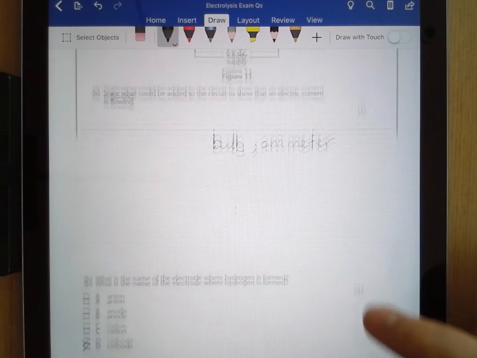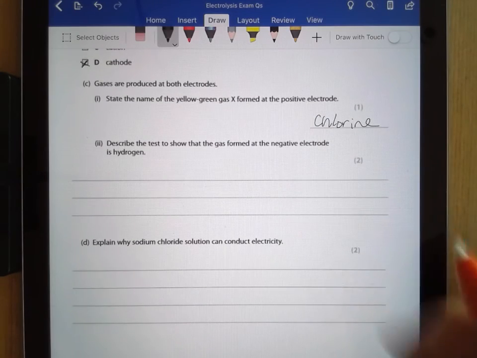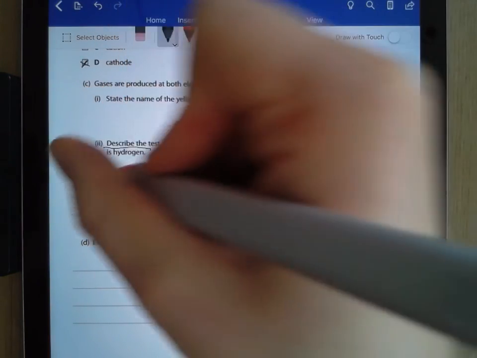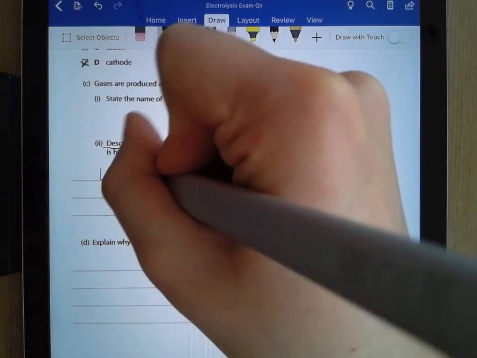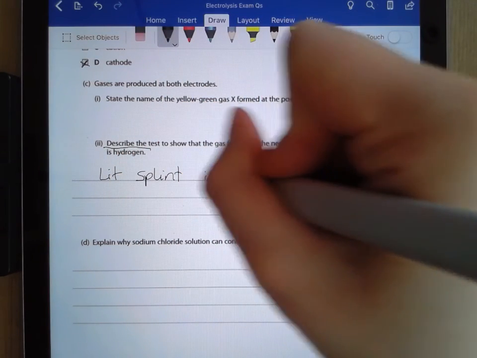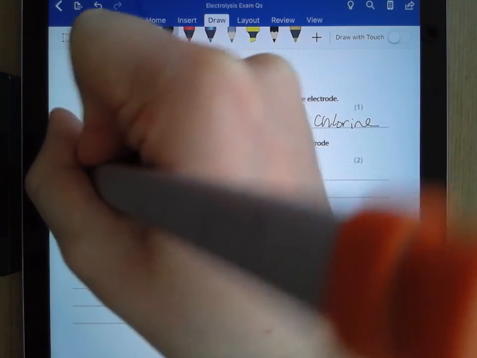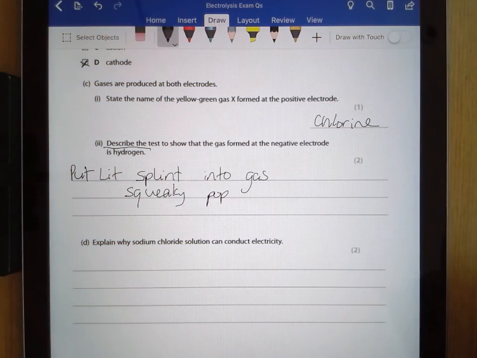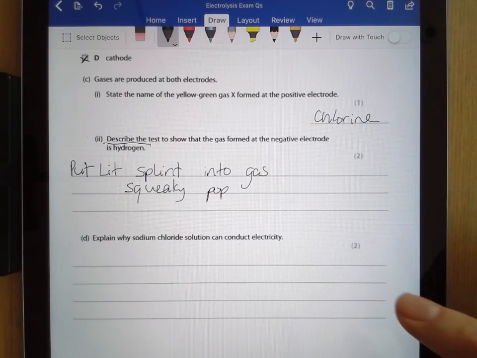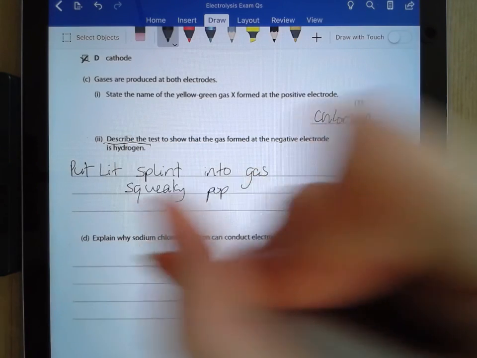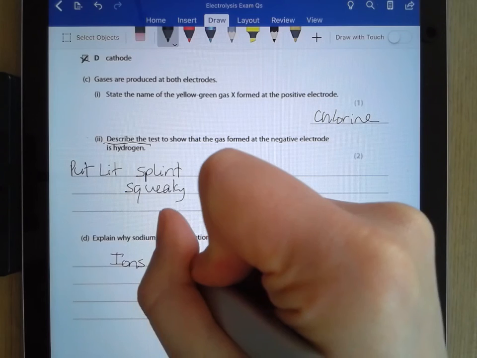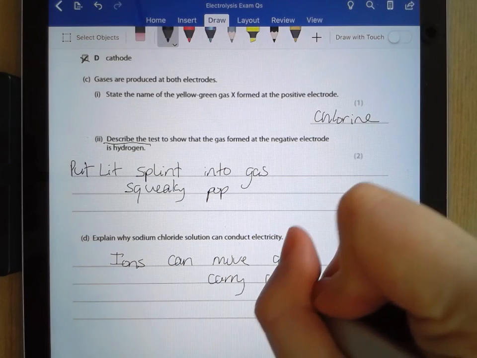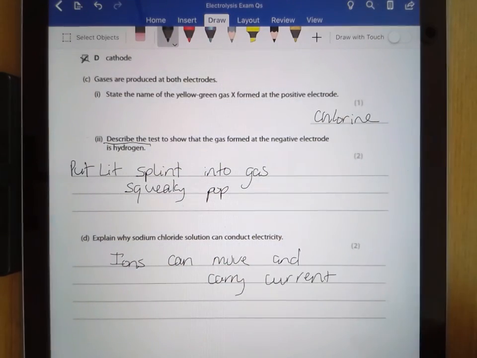How would I show that the gas formed at the negative electrode is hydrogen? That's the squeaky pop test. You can't just write squeaky pop. You have to say how you would do it because it asks you to describe the test. So I'm going to say put a lit splint into the gas, and then you hear a squeaky pop to tell you it's hydrogen. Then again, a similar question: why can sodium chloride solution conduct electricity? They're not asking about a solid, just the solution. So you're just going to tell me that the ions can move and carry current. Again, you need to mention the word ions and tell me that they can move.